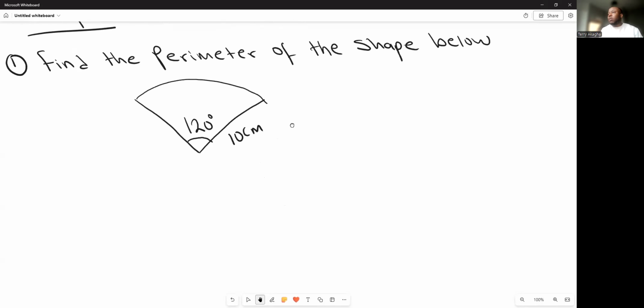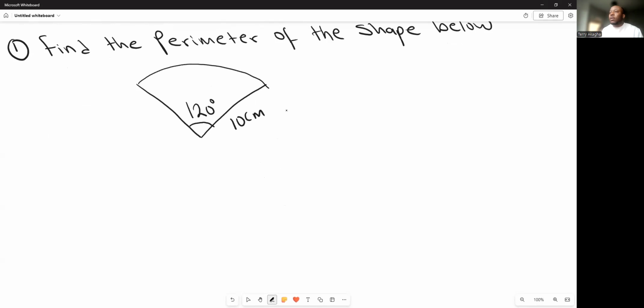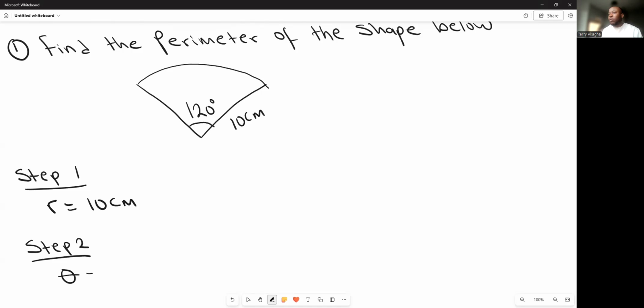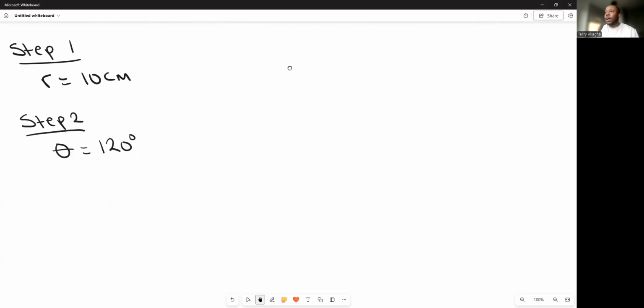All right, so remember the first step, step 1, I told you we need to know what the radius was. So here, the radius r is equal to 10 centimeters. Now, step 2, we need to know what theta was. The theta in this case was 120 degrees. So this is the angle that subtends the sector. All right, so let's go to step 3 now. Step 3, we're going to find the arc length.